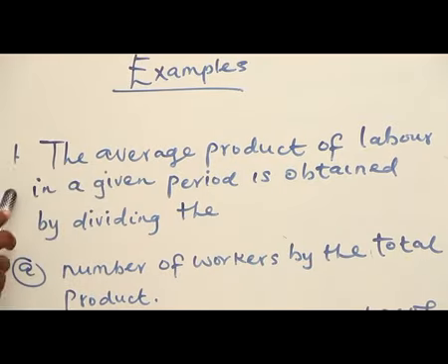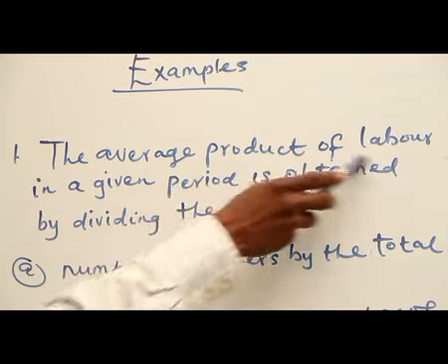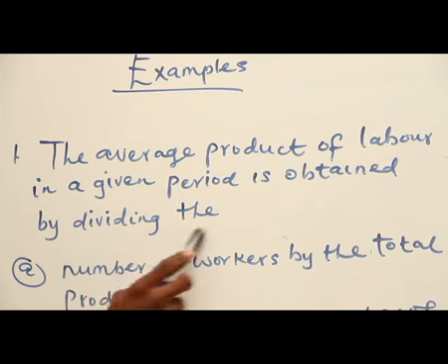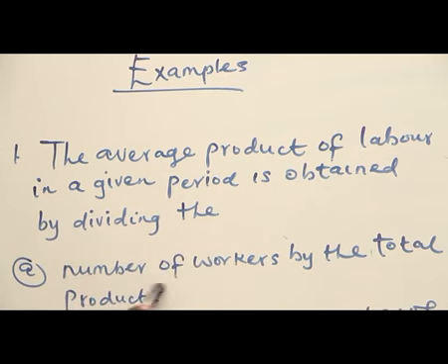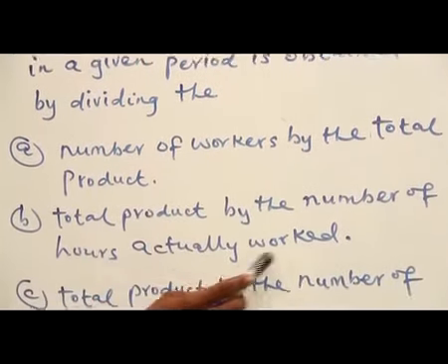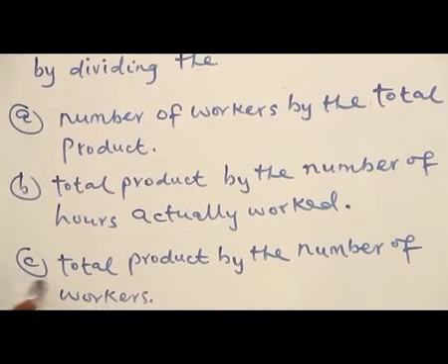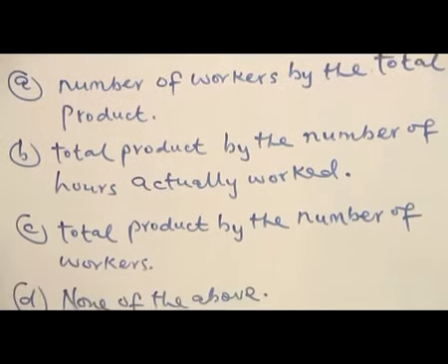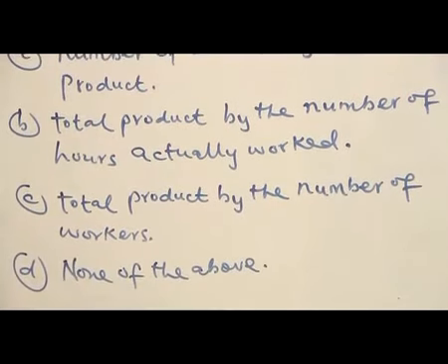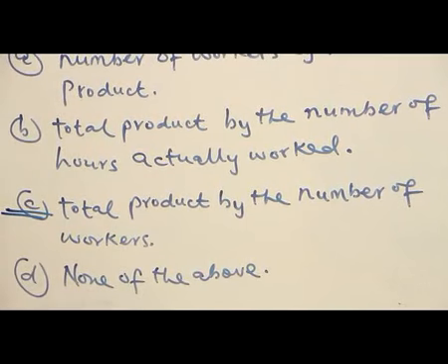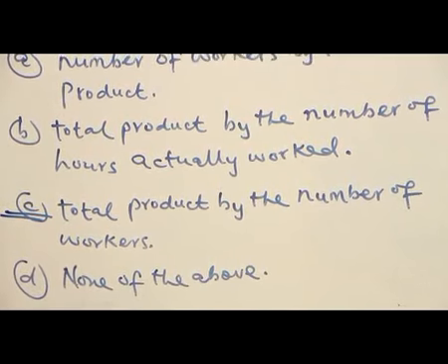Examples. Question 1. The average product of labor in a given period is obtained by dividing A, the number of workers by the number of products. B, total product by the number of hours actually worked. C, total product by the number of workers. D, none of the above. The right answer is C, total product by the number of workers.